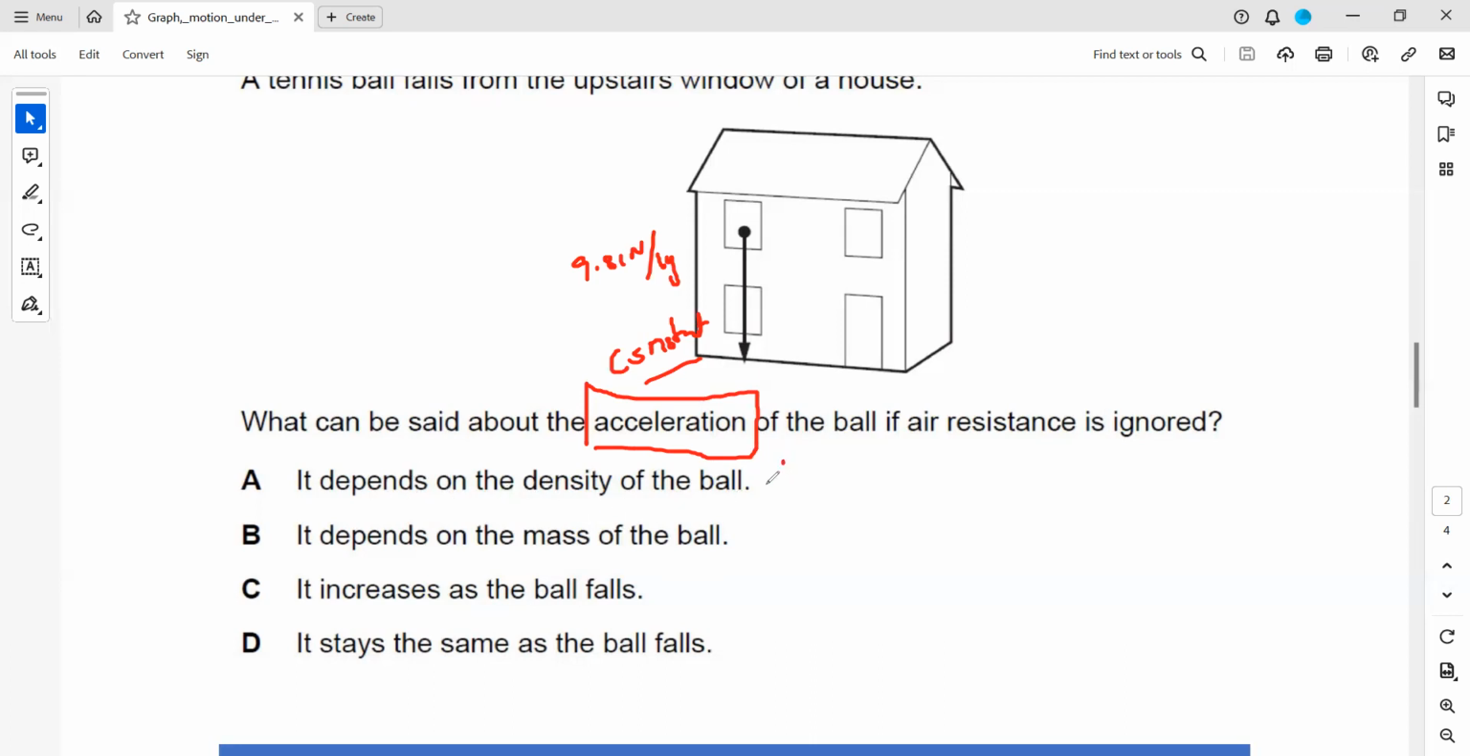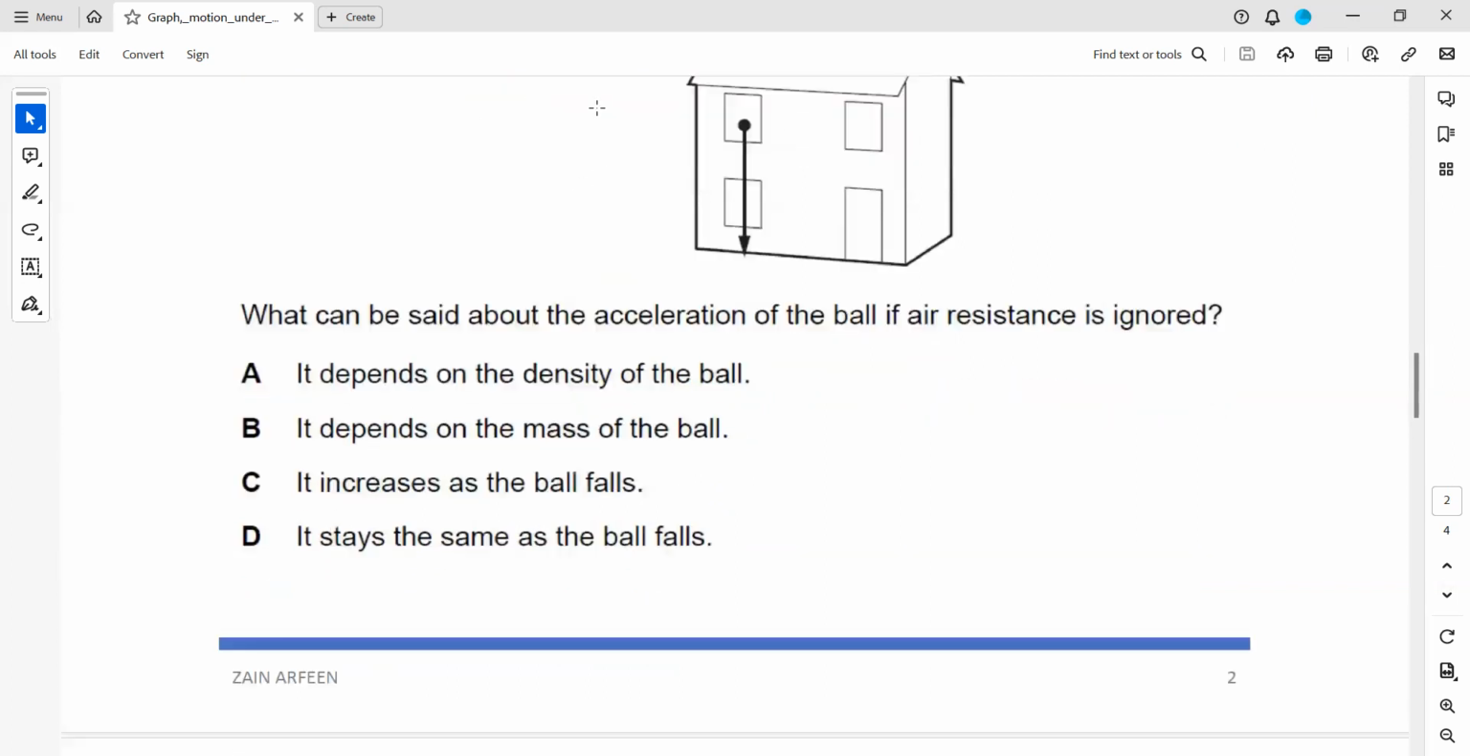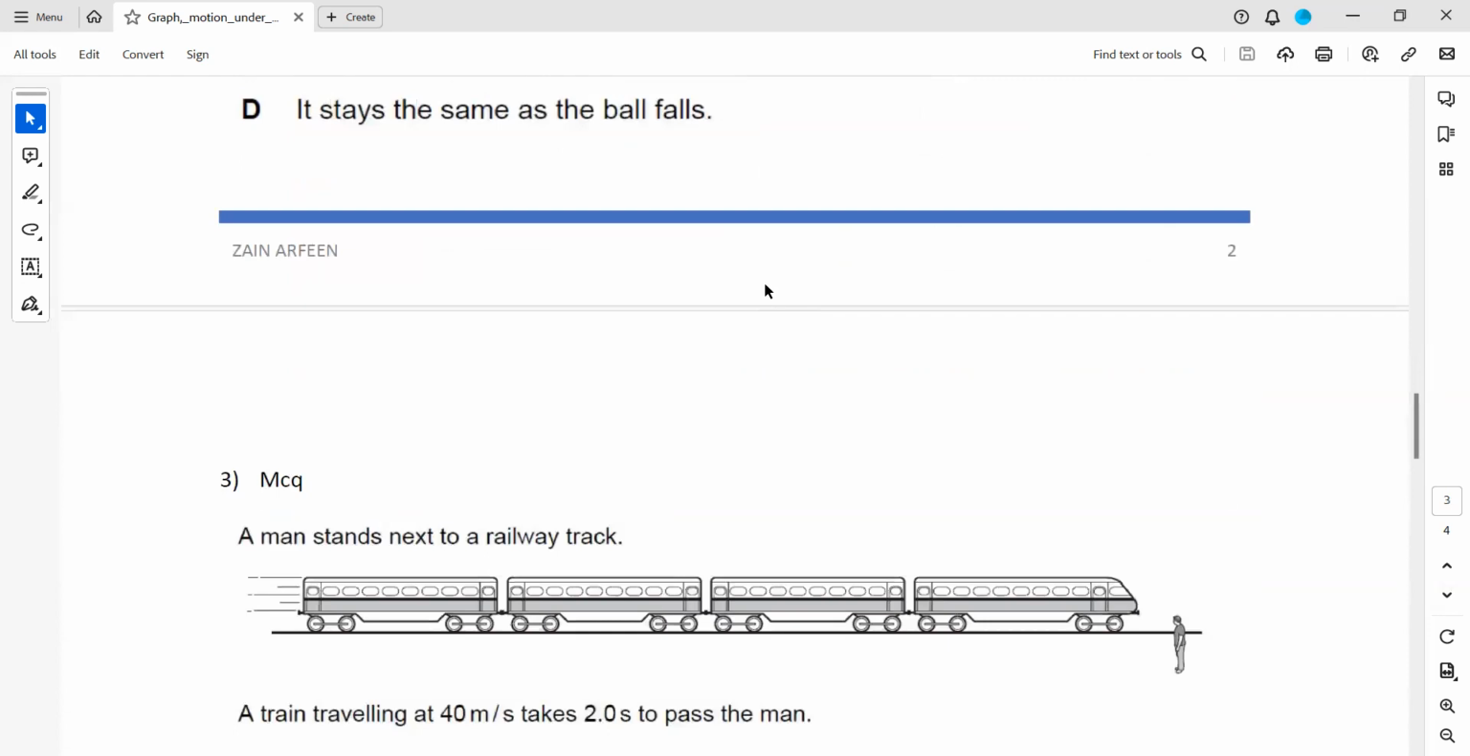So acceleration does not depend on the density, does not depend on the mass. It will not increase. The acceleration will remain the same. For a falling object, if we ignore the air resistance, the acceleration is always constant. So it won't change. So when we sketch a velocity time graph for a falling object without air resistance, it will be a straight line passing through the origin, which means the acceleration is constant. So irrespective of the mass of an object or density or the space, it will always have the constant acceleration.